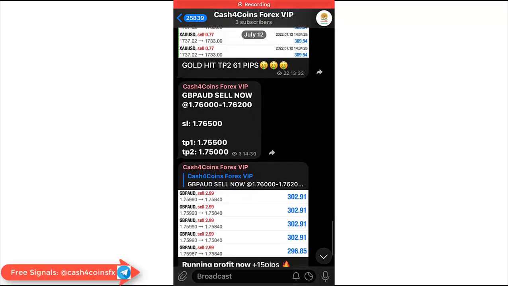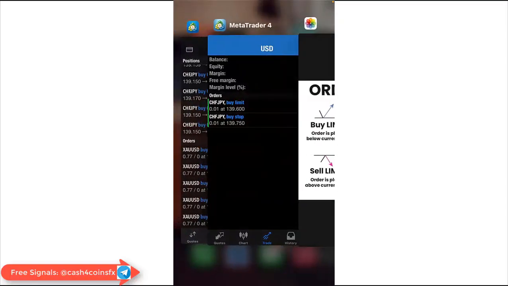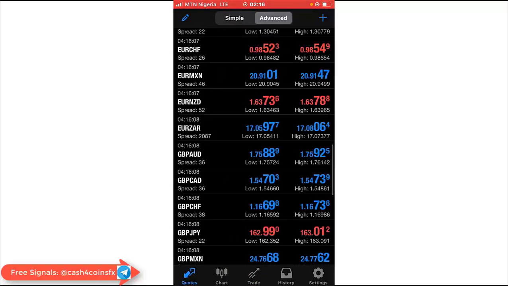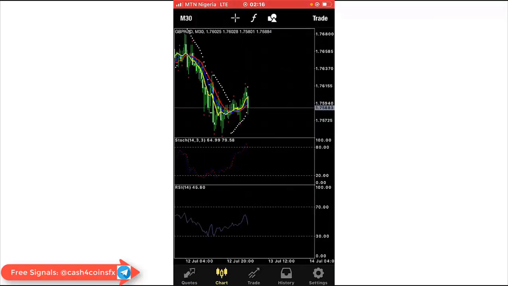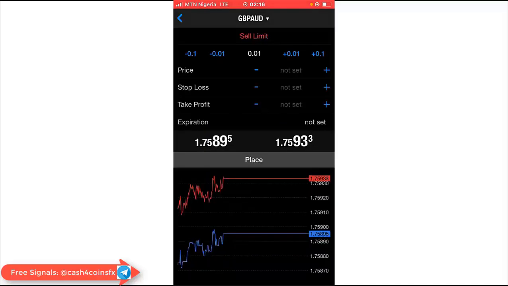Let's look for a particular signal to use as an example. Here we have the GBP AUD sell now. Let's check the price and then we apply it. The first one we are talking about is sell limit. GBP AUD. This is it. You see the chart. The first we have is the sell limit placed above the current market price. So let's do that. We change this to sell limit.